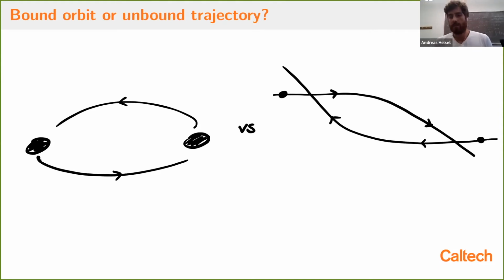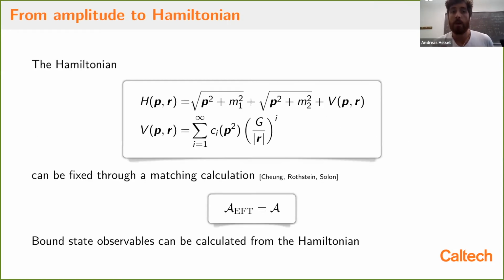You can think of it as when these two, say, black holes scatter off each other, they will interact through gravitational exchanges. And it's the same kind of gravitational exchanges that are relevant in the bound orbit as well. So we just need to take the information we can get from the amplitude and translate it into things that can be used for the bound scenario. And one way to do this is to go through the Hamiltonian.